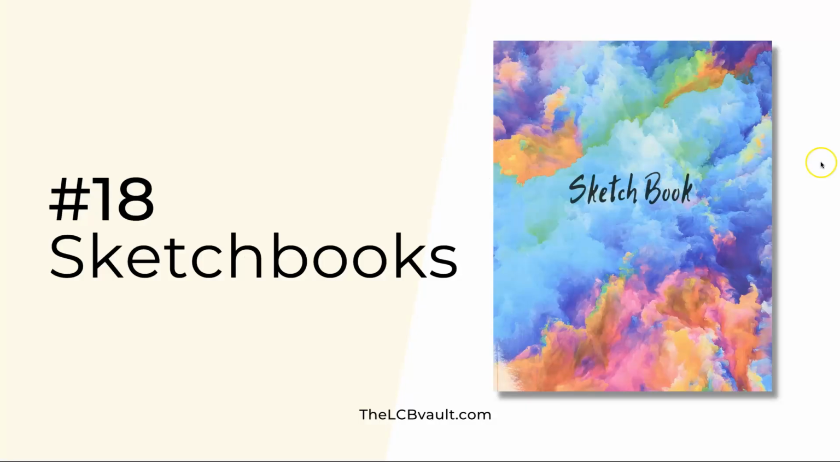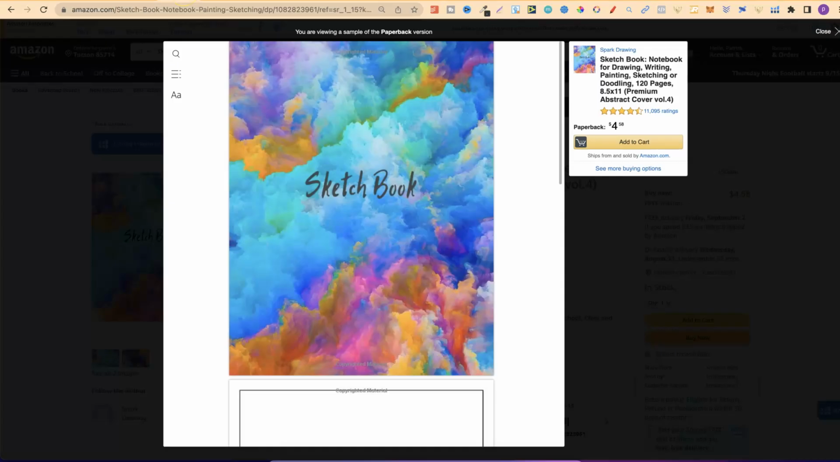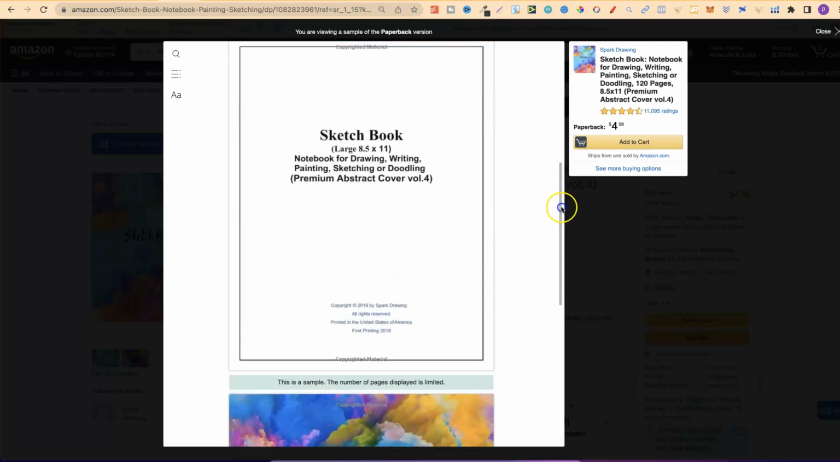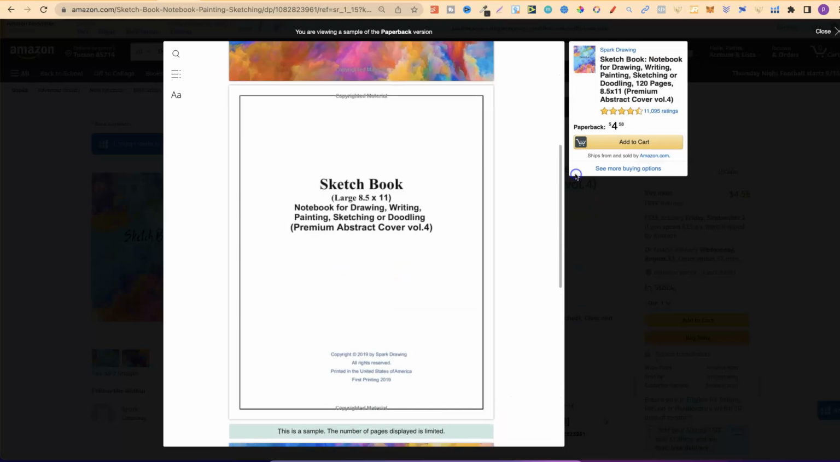Book number 18, and that's sketchbooks. Now, sketchbooks are relatively easy to create as well, because they're practically blank pages. Now, if we scroll down, we can't actually see the inside of the book. But one thing I want to note really quick, and that's if you're trying to create a sketchbook, you can't have 4 consecutive blank pages in a row. Amazon or KDP does not like that.